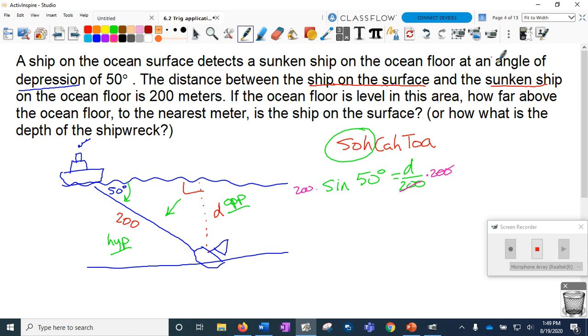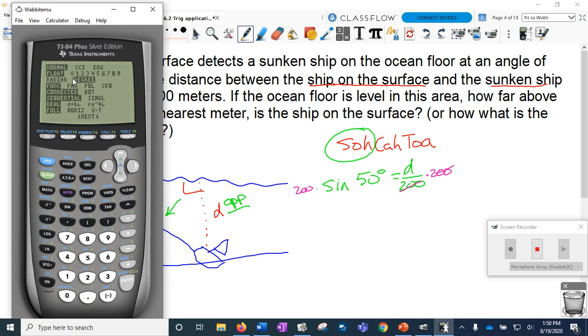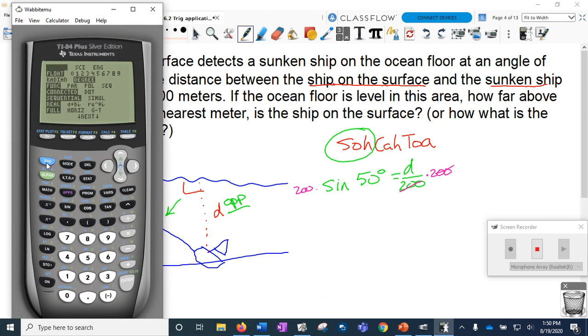We can use our TI or we can use Desmos. Again, whether we're using our TI, we have to check the mode. Make sure it's in degree mode, hashtag degree mode. So we're going to calculate our d value by doing 200 sine of 50. We're in degree mode, so we know we're correct.